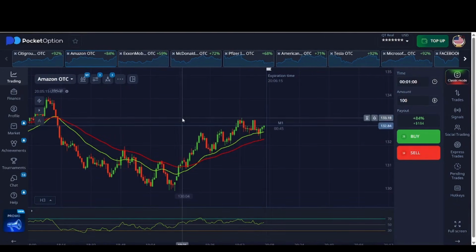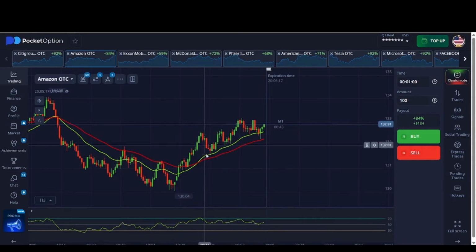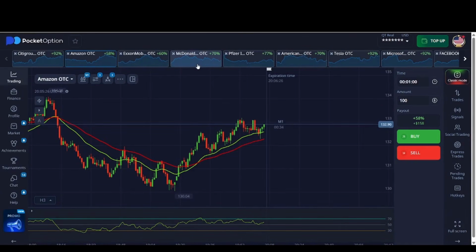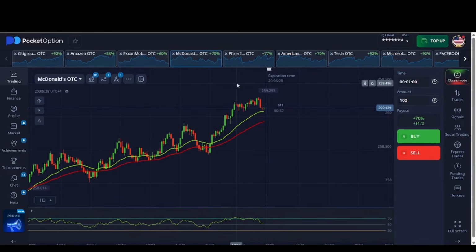Let me show you an example. Here you can see that the candle touched the moving average and at the same time the RSI line touched the 50 level. After that, you can see a reversal. This is exactly the type of setup we are looking for. Now let me share a live example.